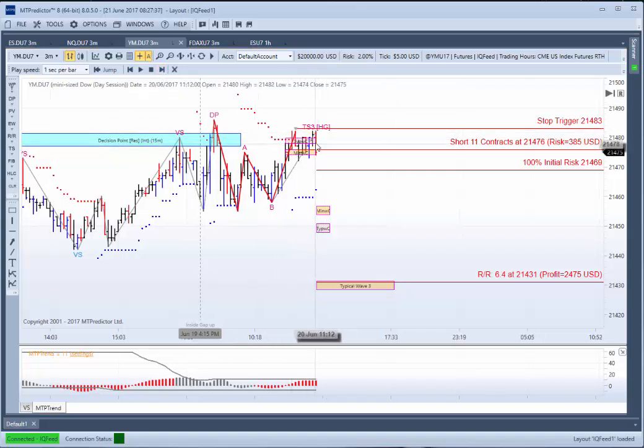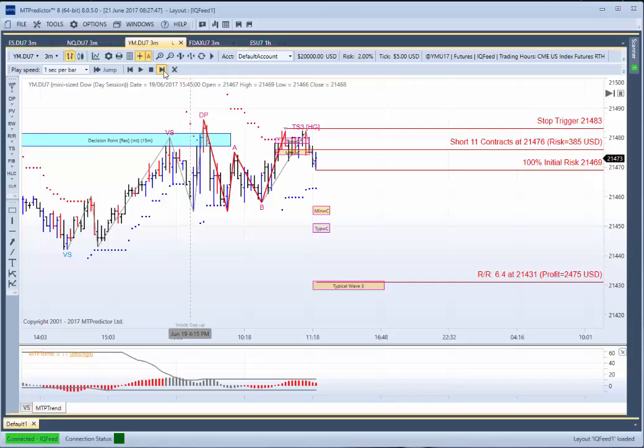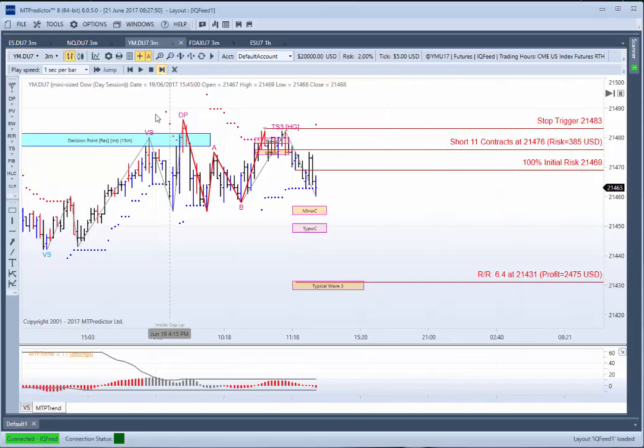There's actually another TS3 Holy Grail sell setup here, but because we're already short off this first one and not stopped out, you'll still be in this area, or still be short here. Market then starts to go down nicely.